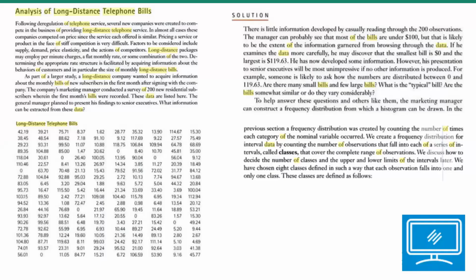So what you see on your screen, you see some numbers, right? These are about 200, and this is data randomly selected by a telephone company's marketing manager. They randomly selected data from their customers who make long distance calls. This is their bill for long distance, and they just captured this.